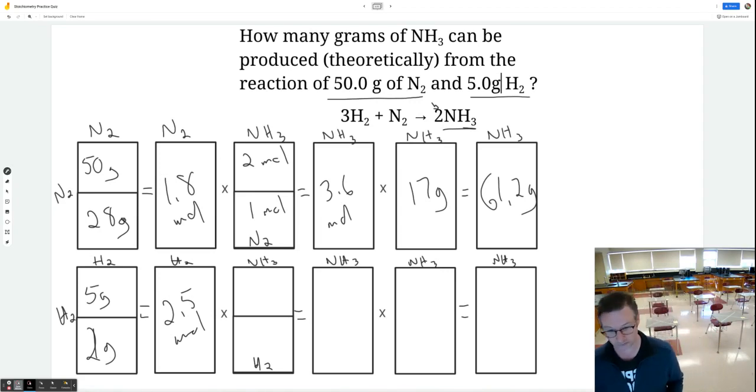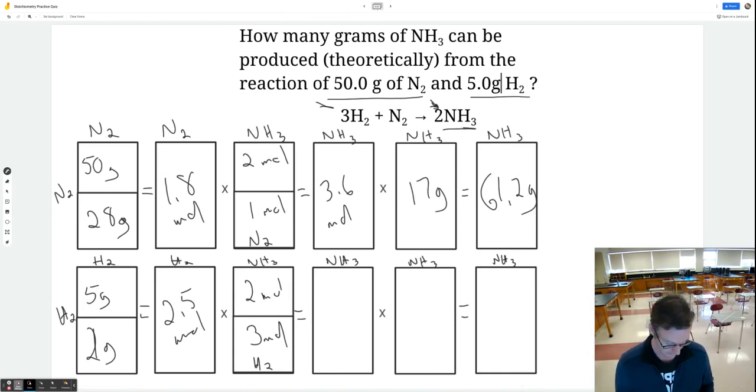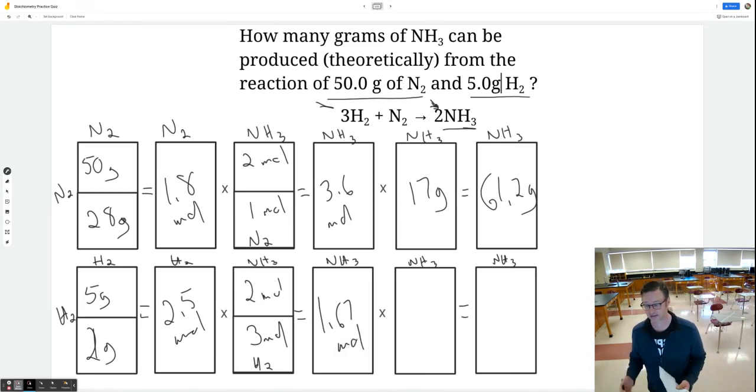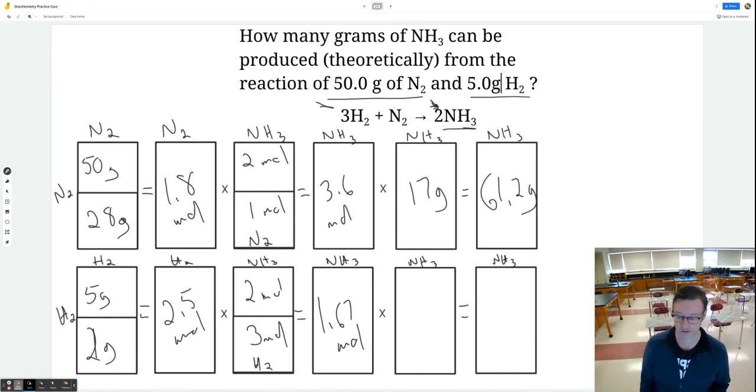All right, so then mole ratio, the coefficient of ammonia is 2 still. That's the same for both calculations. The coefficient of hydrogen is 3. So different ratio. First one was 2 to 1, this one's 2 to 3. When we do that, we get 1.67 moles of ammonia. So 5 grams of hydrogen gas can produce 1.67 moles of ammonia.